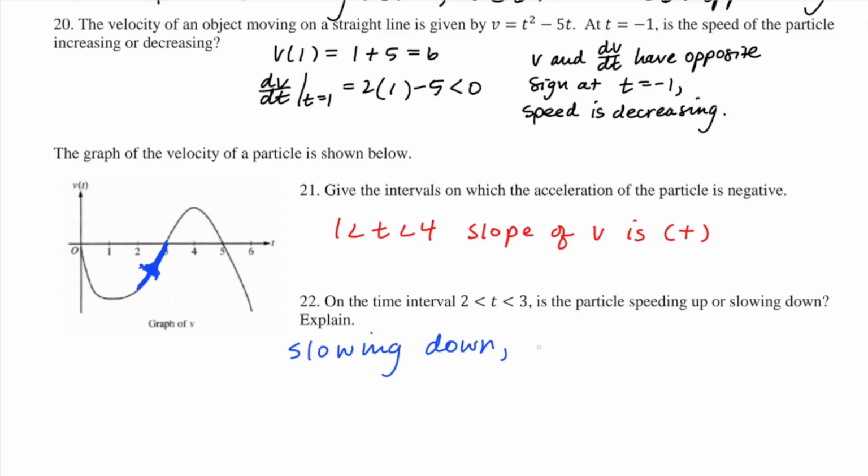Okay, I'm going to say on the interval 2 to 3, v less than 0 and v prime is greater than 0. Okay, and or you could say and v is increasing. I would say that is probably a better way to say it. So velocity and acceleration have opposite signs.